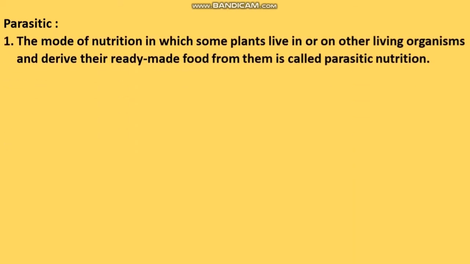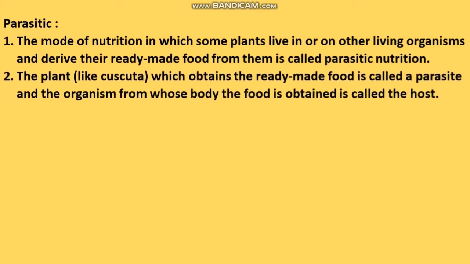Parasitic. The mode of nutrition in which some plants live in or on other living organisms and derive their ready-made food from them is called parasitic nutrition. The plant like Cuscuta, which obtains the ready-made food, is called a parasite, and the organism from whose body the food is obtained is called the host.